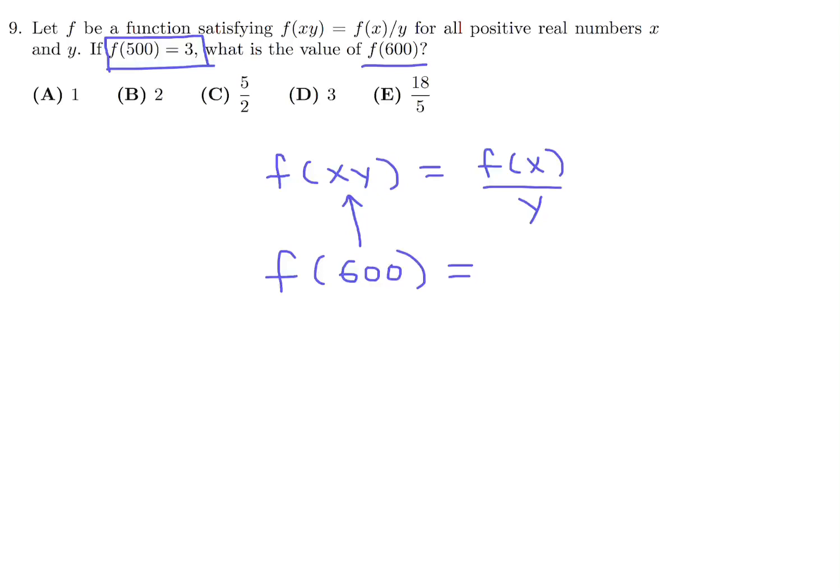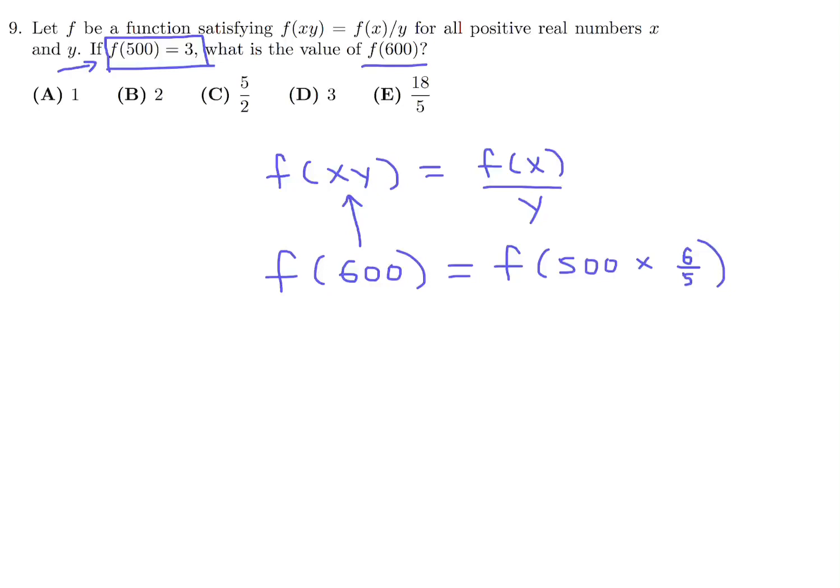So I'm going to break it up into 500 times something, because if I do that, I'll be able to use that very valuable information. So 500 times something is equal to 600. Well, it's not a problem. Times 6 over 5. Right? I hope. Right. 100 times 6 is equal to 600.